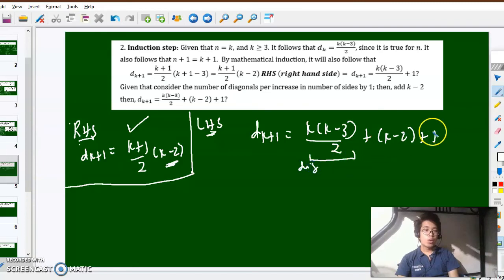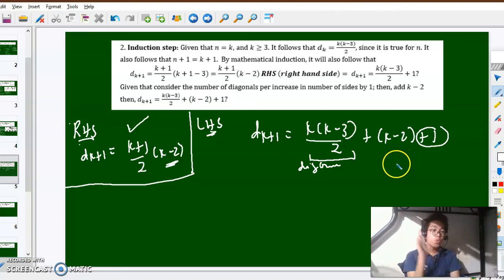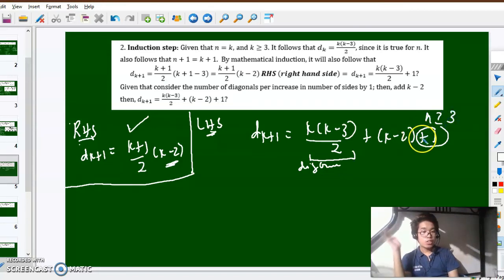and then we added 1 to that. So why did we add 1? We added 1 to it because this is an induction proof. An induction proof means that you have to add a specific value. Normally that value would be 1 for increasing number of values to prove that for the entire set of n is greater than or equal to 3. That means that it is true for all of those values. Okay, so that's why we added a 1 there.